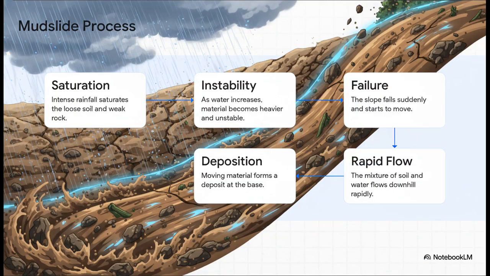Step 1 is the big trigger. Prolonged or super intense rainfall just completely saturates the loose soil and weak rock. Step 2, as that water content massively increases, the material gets heavier and totally loses its stability. Then, step 3, the slope fails suddenly. It just gives way with almost no warning at all. Step 4, that thoroughly saturated mixture of soil and water flows rapidly downhill, violently following the natural angle of the slope. And finally, step 5, all that moving material forms a huge deposit right at the base.